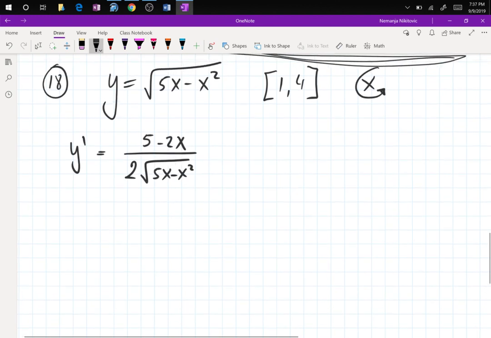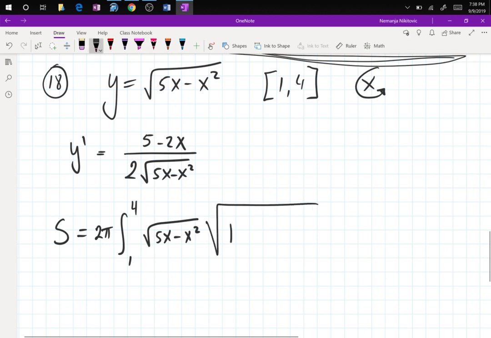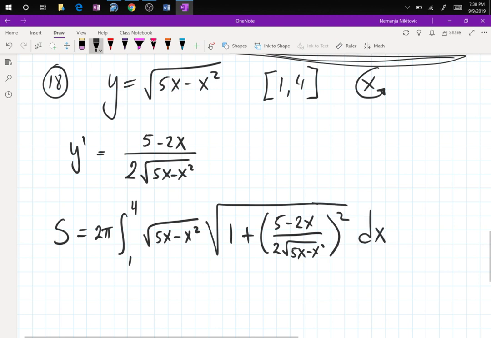And now all I need to do is to put 2 pi integral 1 to 4. That's provided to us as our limits of integration. And now we have the function, which is the square root of 5x minus x squared, times the square root of 1 plus, and now I have 5 minus 2x over 2 times square root of 5x minus x squared, everything squared dx.